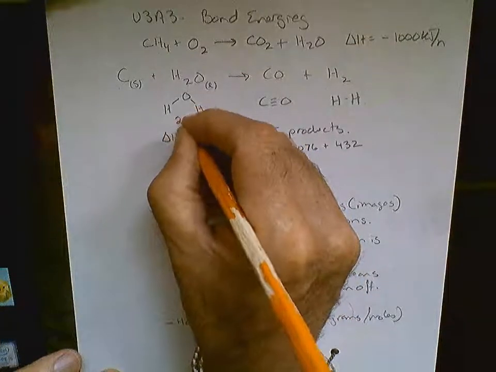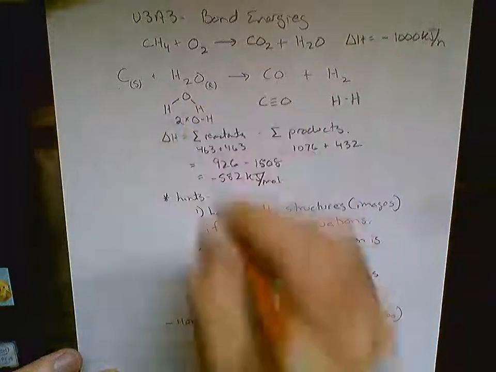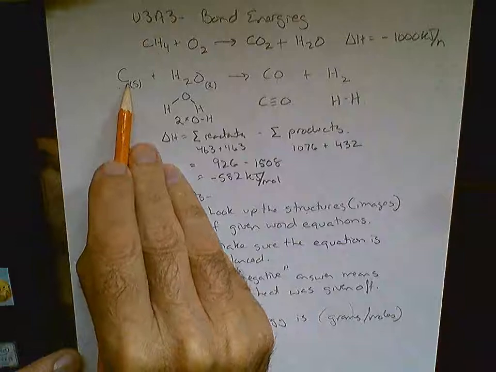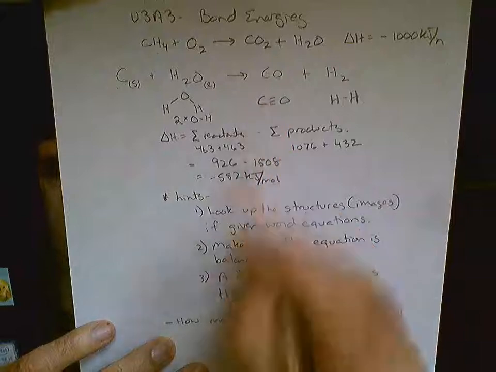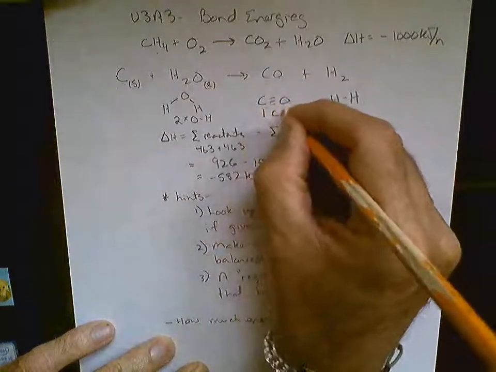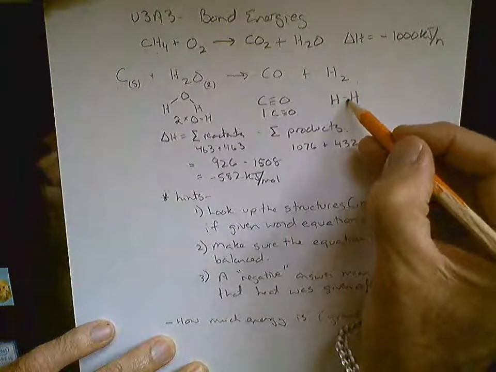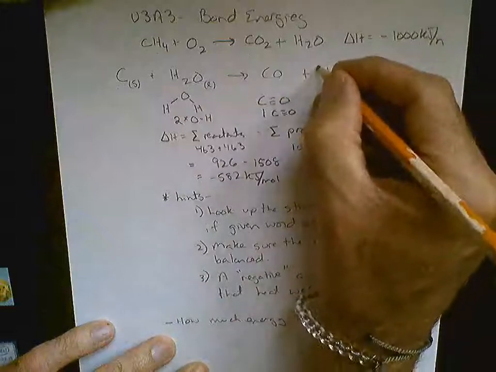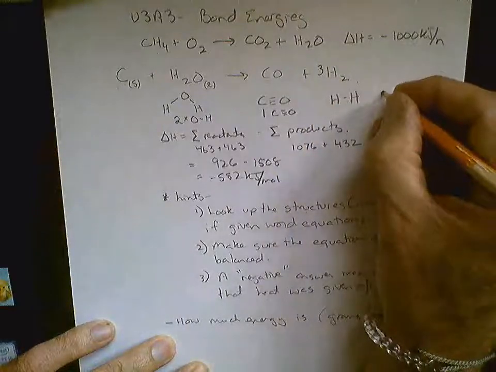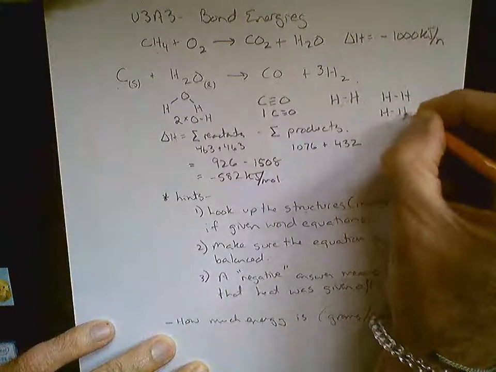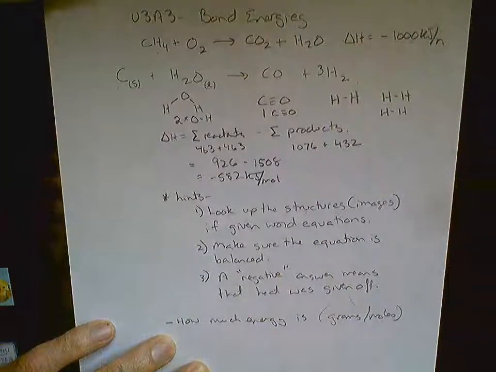So here I have 2 OH bonds. I've got 1 there and I've got 1 there. In carbon solid, it's not bonded to anything, right? It's just carbon. CO, I looked up, it's got 1 C triple O bond, and H2 has 1 HH bond. Now, if you had a 2 out front here, or let's put a 3 out front just so you can see, 3H2 would mean that you have 3 of these structures. So all you do is draw 1 and multiply by the number that's out front when you do it.